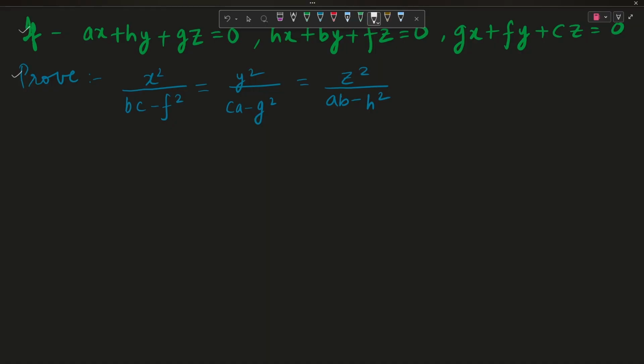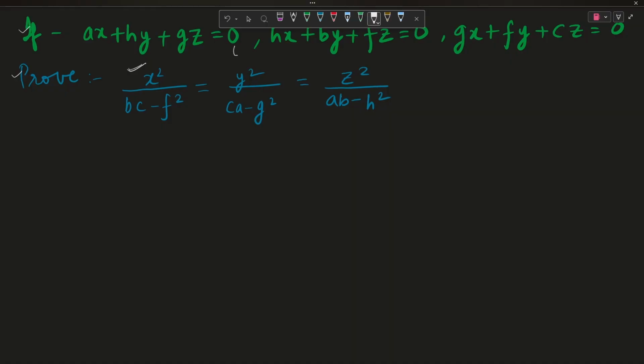And while playing with the equations, we'll get to the desired result of x square by bc minus f square is equal to y square upon ca minus g square is equal to z square upon ab minus h square. Now, how to play with the equations? There are three equations, right? So we will make the pairs.